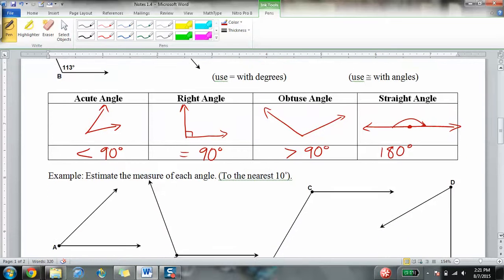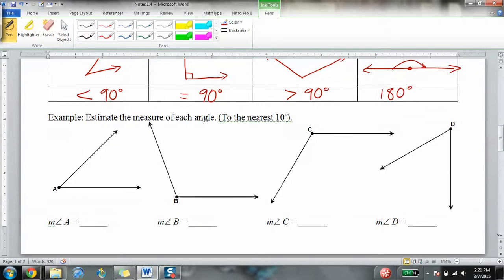To estimate the measure of an angle, if you're asked to estimate the measure of an angle, it's easiest to compare it to either a 90-degree angle or a 180-degree angle.